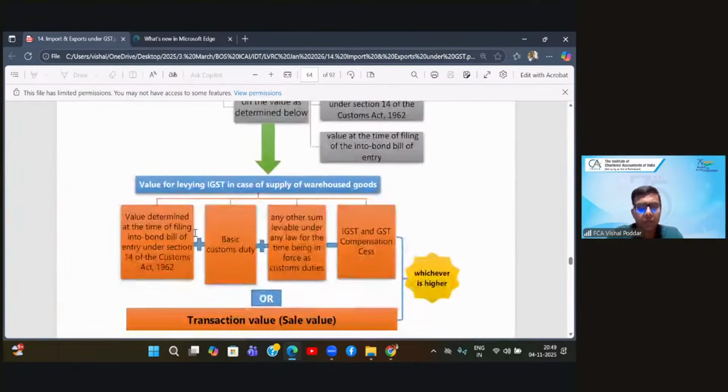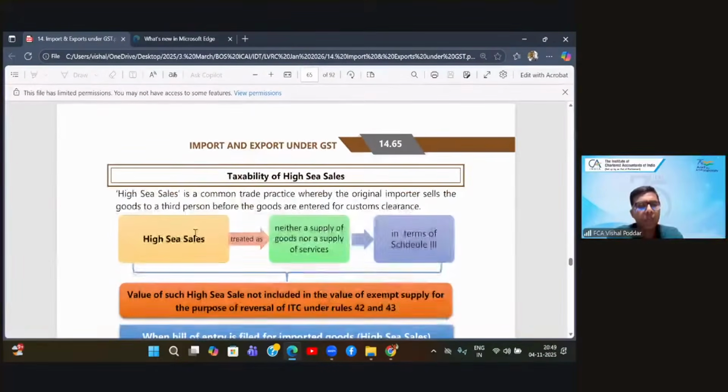So let us recapitulate. The important point according to me is the difference between these three transactions. One is high seas sales, one is the third country consignments, and one is where the goods are lying in the customs bonded warehouses. All three are regarded neither as supply of goods nor as service, but the difference is for the first two transactions, that is high seas sales, and second, the sales happening through third party consignments, that is out and out transactions. In both these cases, the transaction is a Schedule 3 transaction and also not regarded as an exempt supply. It means reversal of ITC under Section 17(2) is not required.